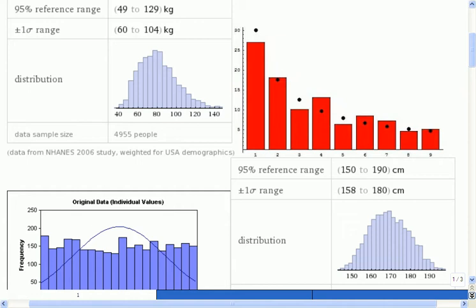So that's the first skill you need to be able to do today, believe it or not: can you identify which one's a normal curve?